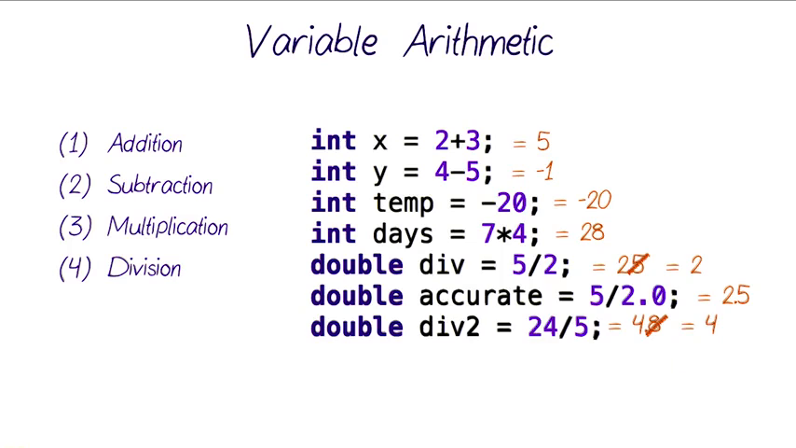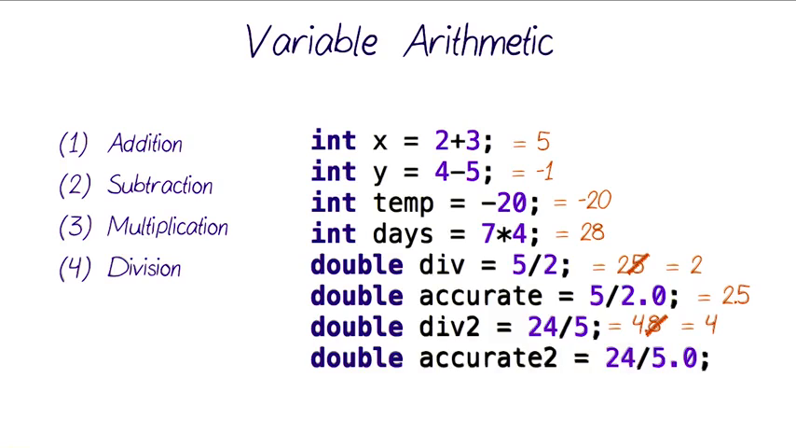So, if you want the actual division of 24 divided by 5, then just make sure that at least one of those two numbers is a double, like 5.0, and that would store the value 4.8 into our variable accurate2 here. We will talk a little bit more about this when we get to the casting very soon.